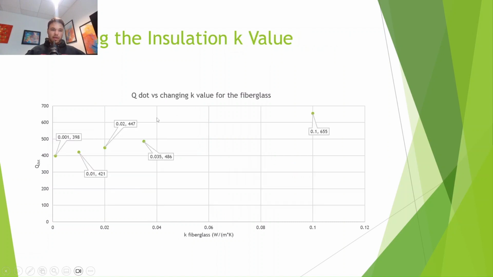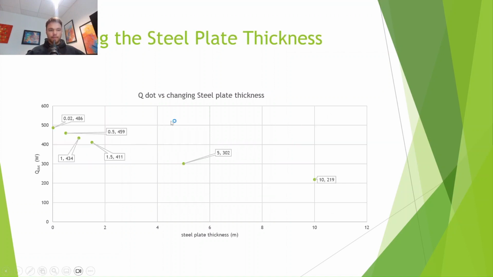Then I went and decided to adjust the insulation K value, and I found out that decreasing it is the only thing that's going to really have any effect on the system. So we had 0.035 as our original, and back here is going to be slightly better, but it's not a crazy amount. So if this is crazy expensive, there's no real point to do it. Increasing is going to be very bad for the system. It's just going to create more Q dot, or heat transfer rate.